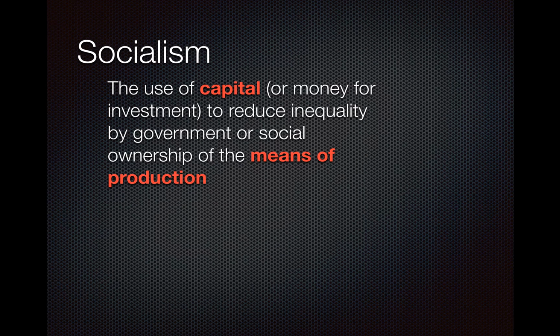He created this idea of socialism. And socialism doesn't have to be violent. Marx thought that you could only set up socialism if you had a violent revolution, which didn't always turn out to be the case. Socialism is where you use money to try and reduce the inequality of people. So the government would tax the wealthiest and spread that money to the poorest.